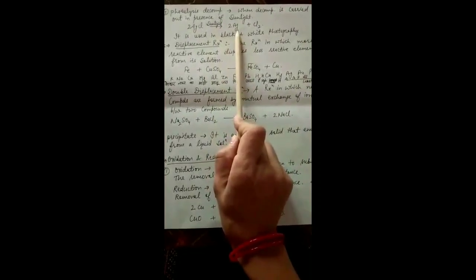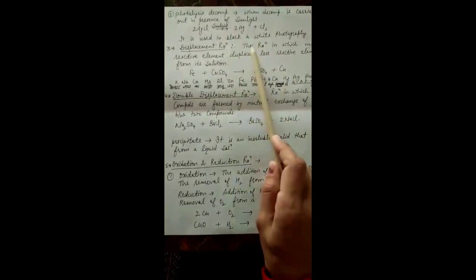Now the next type of decomposition reaction is photolysis. Photolysis decomposition reaction is when the decomposition is carried out in presence of sunlight, like 2AgCl in presence of sunlight gives 2Ag plus Cl2. Halogen compounds decompose on exposure to sunlight. Photo means sunlight. Photolytic reactions are used in black and white photography. This AgCl in presence of sunlight will break into Ag plus Cl2, and it is used in black and white photography.